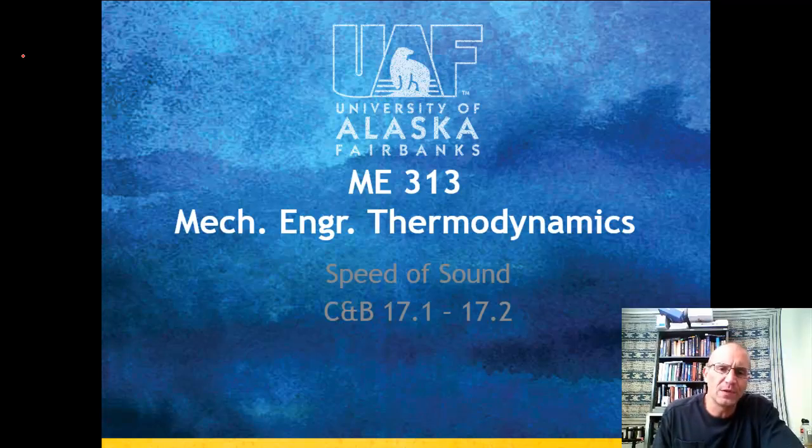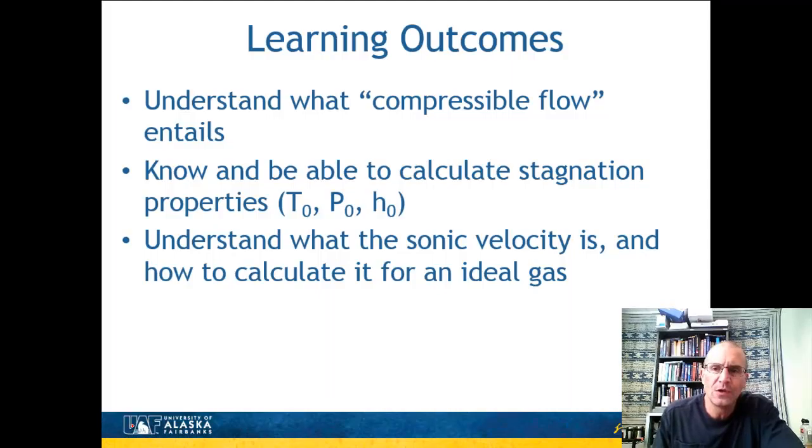The topic of this video is the speed of sound, and the sections in the textbook are 17.1 to 17.2. So here are the three learning outcomes. At the end of this, you'll understand what we mean by compressible flow. You'll be able to calculate what are called stagnation properties, and they have the symbol T0, P0, and H0, for example. And you'll understand what the sonic velocity is and how to calculate it for an ideal gas.